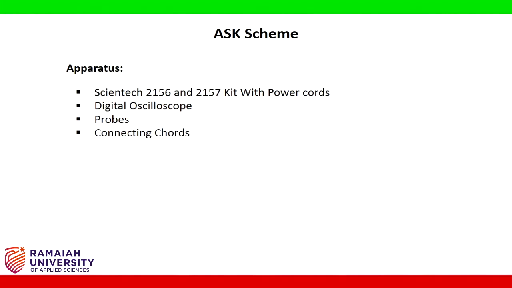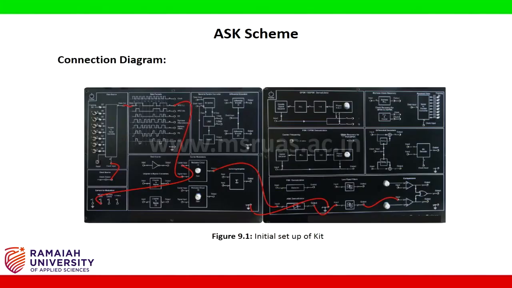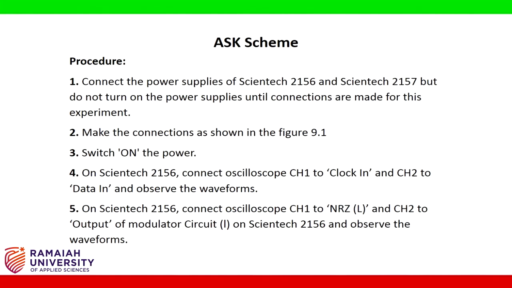The apparatus required are Syntec 2156 and 2157 kit with power cords, digital oscilloscope, probes and connecting cords. The connection diagram is as shown. The procedure is: connect the power supplies of Syntec 2156 and Syntec 2157 but do not turn on the power supplies until connections are made for this experiment. Make the connections as shown in figure 9.1.